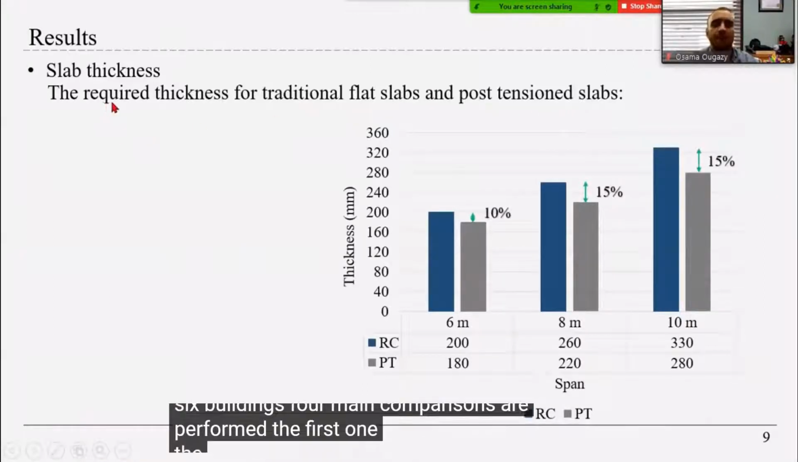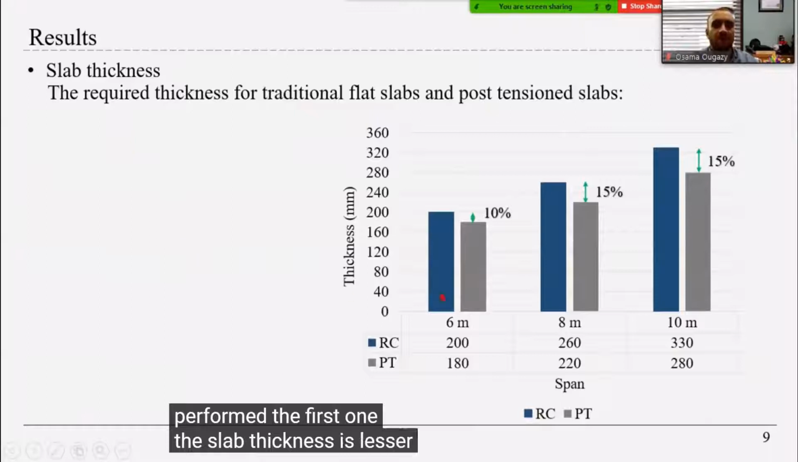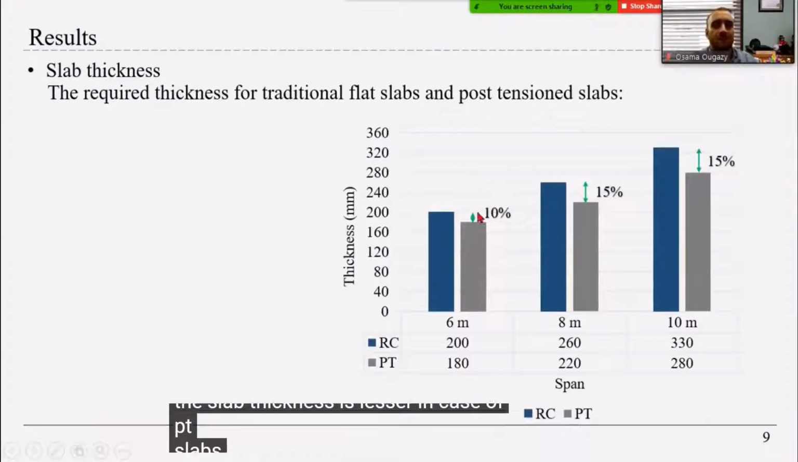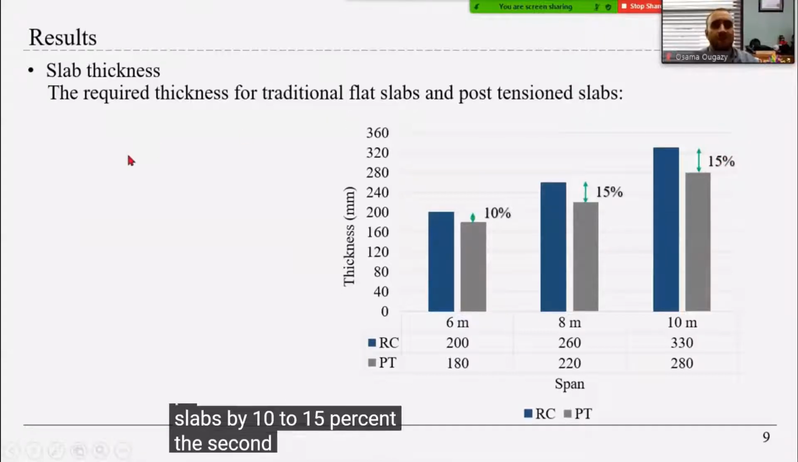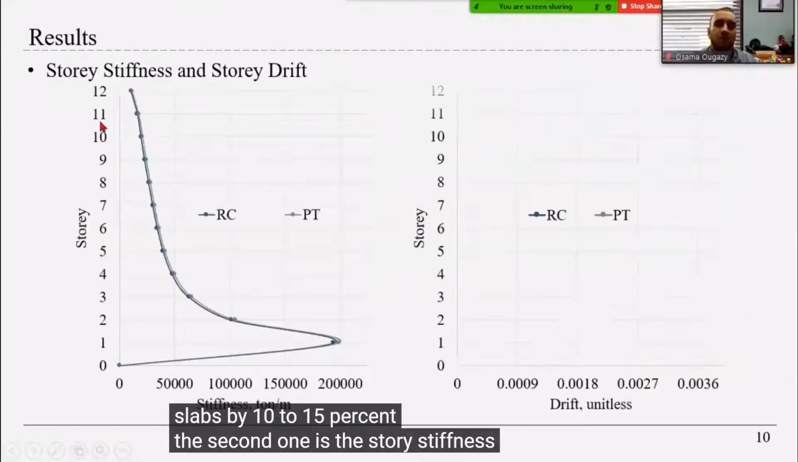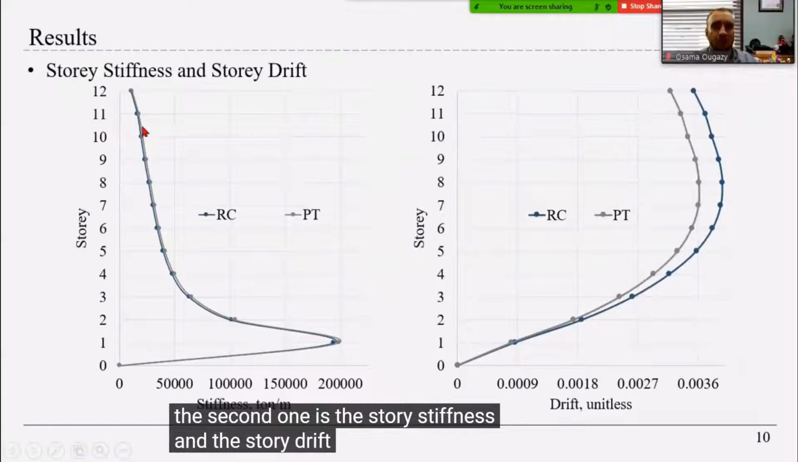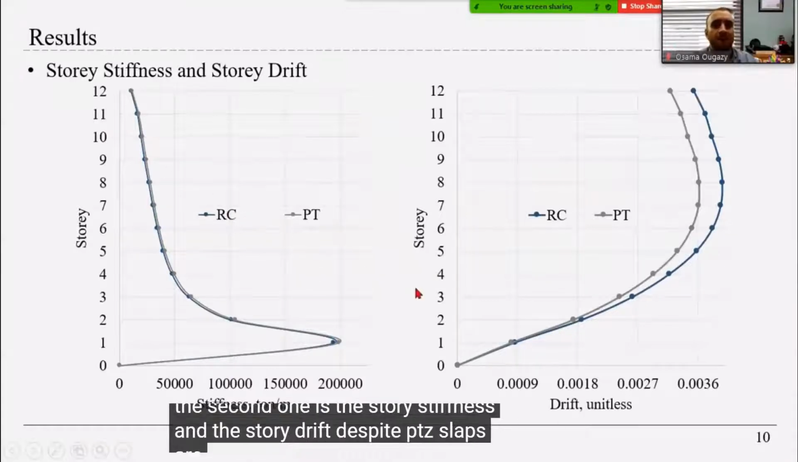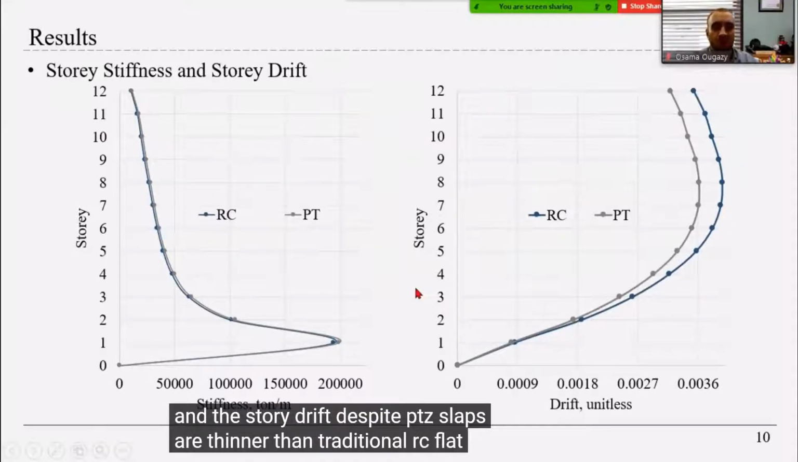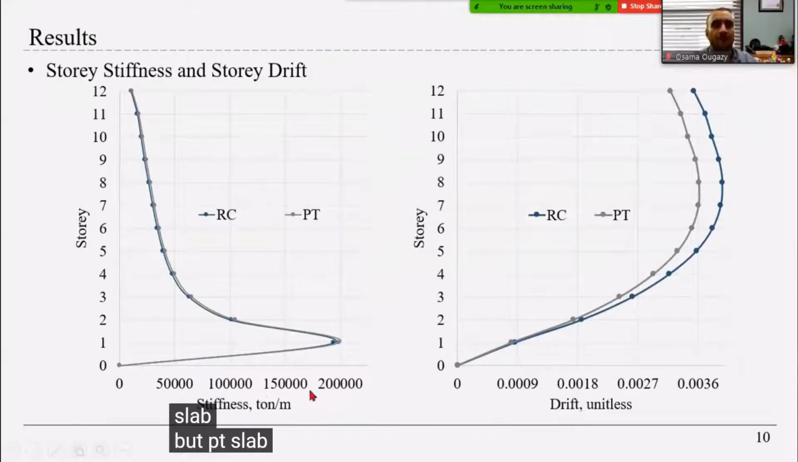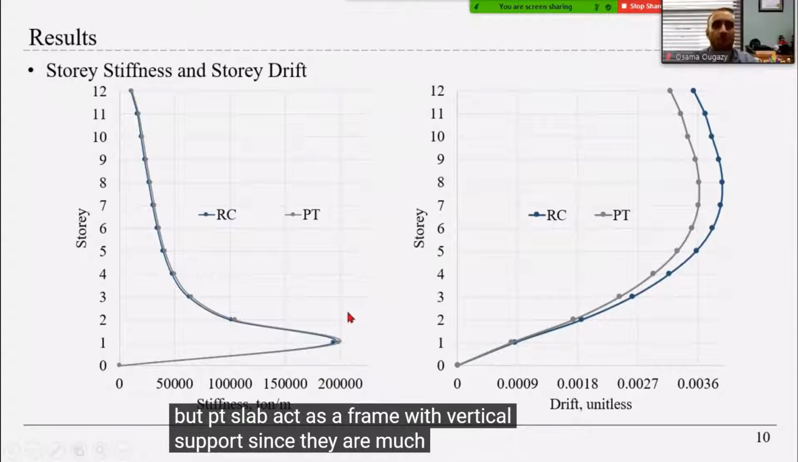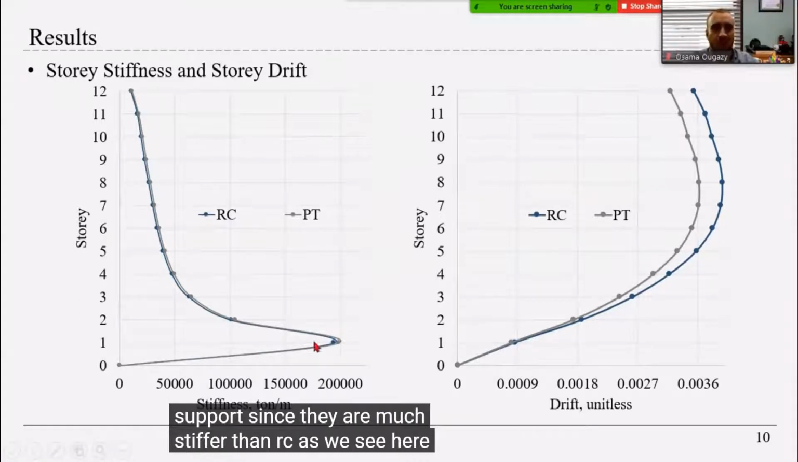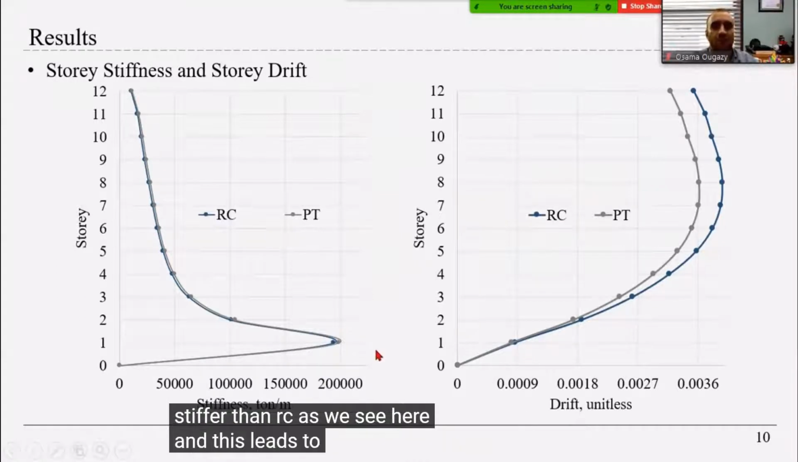The first one: the slab thickness is lesser in case of PT slabs by 10 to 15%. The second one is the story stiffness and the story drift. Despite PT slabs being thinner than traditional RC flat slabs, PT slabs act as a frame with vertical supports since they are much stiffer than RC, as we see here, and this leads to better behavior against seismic loads.